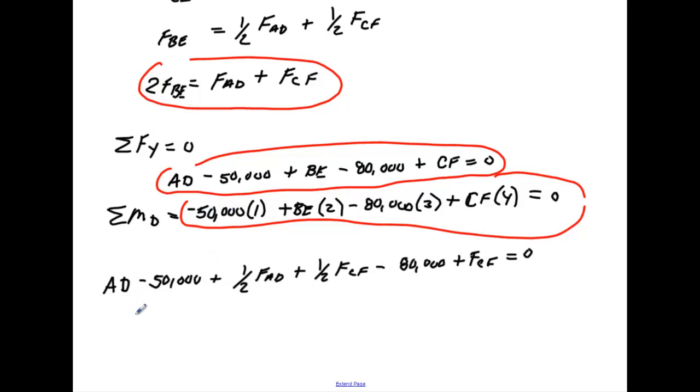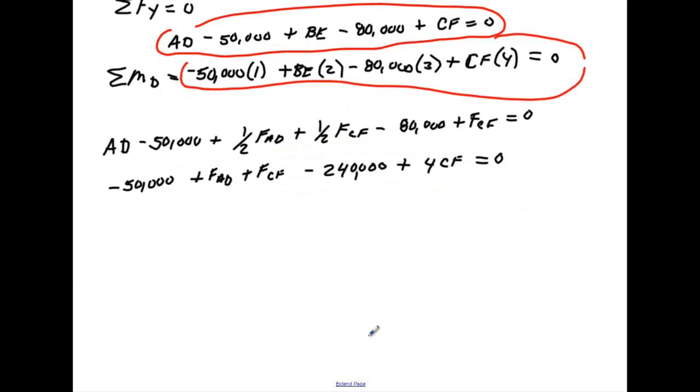Now we'll do the second equation. I have minus 50,000. Now this is 2BE, so we're going to replace that with just FAD plus FCF. And then we got this. I might as well do the multiplication. That would be minus 240,000 plus 4 FCF equals 0. Notice we have two equations, two unknowns. This problem can be solved.